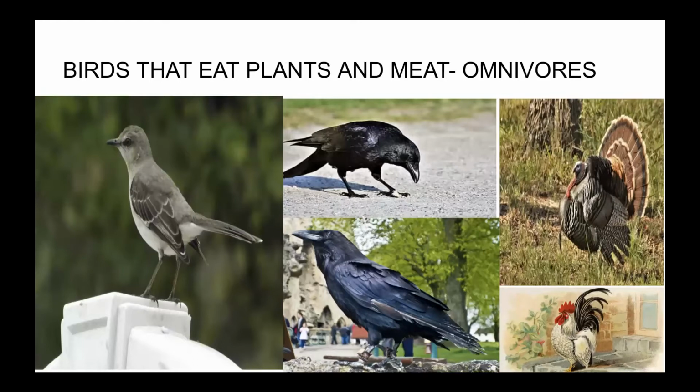And birds that eat both plants and meat are called omnivores. Omni means all or everything. Vor means eater. They'll eat everything. The mockingbird, the state bird of Texas, on the left, eats insects and things like that during the summertime. But in the winter, when the insects are pretty much gone, he eats berries and other kinds of things like that. So he's an omnivore.